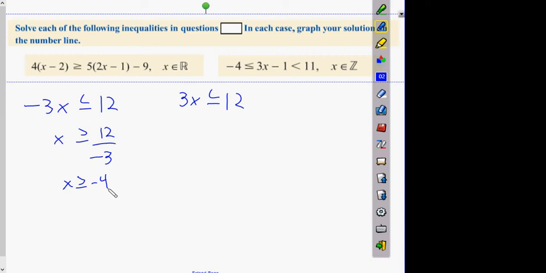Okay? Then, if you divide by a positive number, x is less than or equal to 12 divided by 3, which is less than or equal to 4. You can see that it turns around for this one because you divided by a minus number.